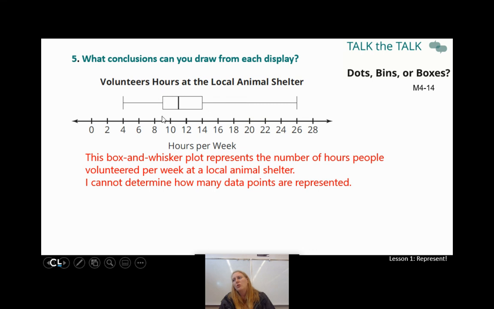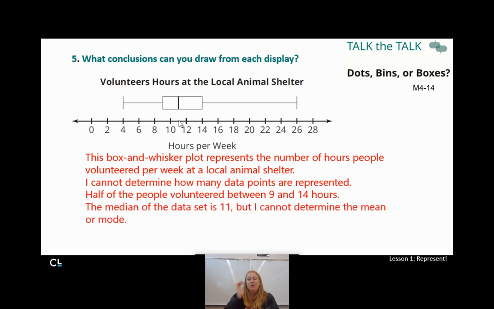So like, here's my first quartile at 9. Here's my third quartile at 14. I do know that half of the people volunteered between 9 and 14 hours a week. I know the median, right? Look, that mark is the median. So it looks like my median is at 11. But since I don't know how many people there are, I don't know my mean or my mode, because I just don't know how many volunteers there were. This box and whisker plot doesn't give me that information.